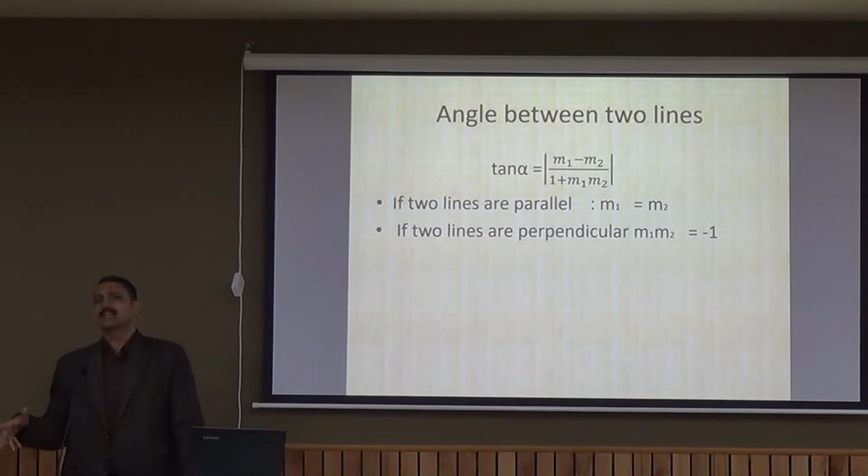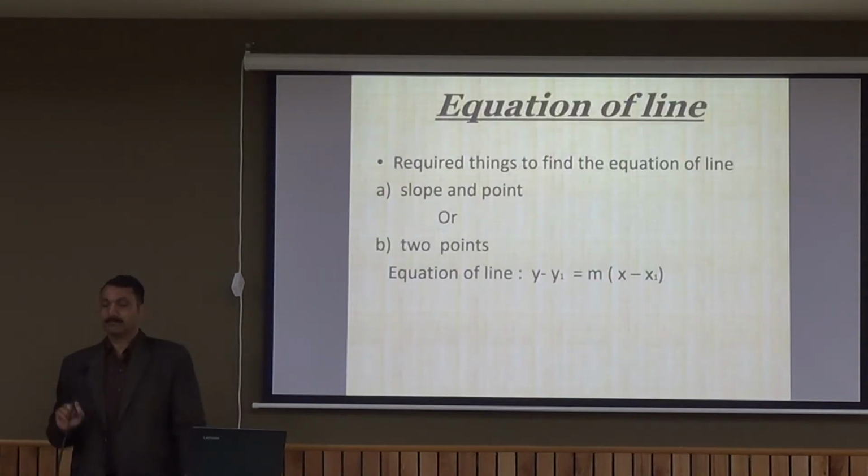Here two lines can be parallel or two lines can be perpendicular. If two lines are parallel, then their slopes will be equal. If two lines are perpendicular, then the product of their slopes will be equal to minus 1.